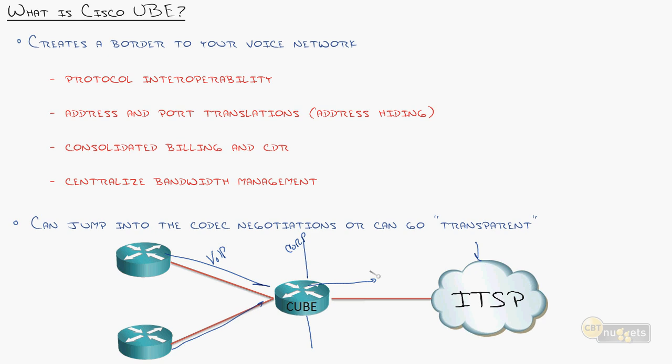Now what this does is first off give you protocol interoperability. Maybe you're using H323 dial peers back here and you convert over to SIP when you get that SIP trunk to the ITSP.